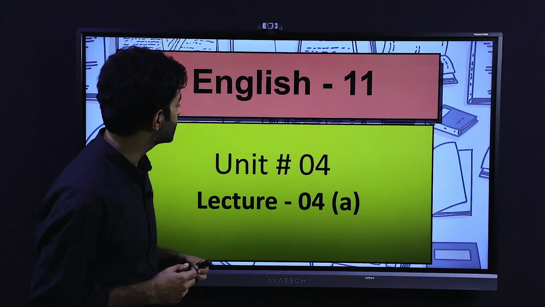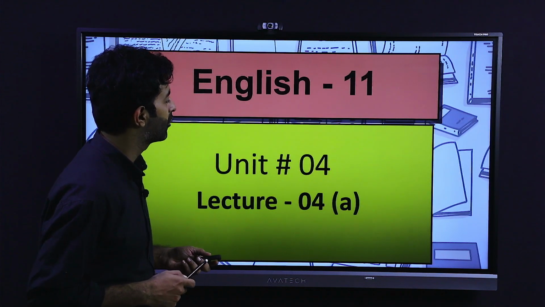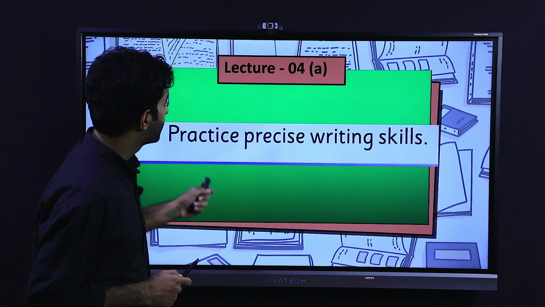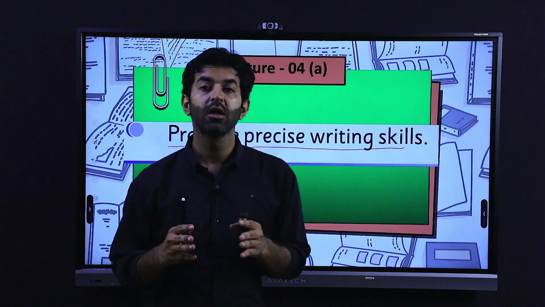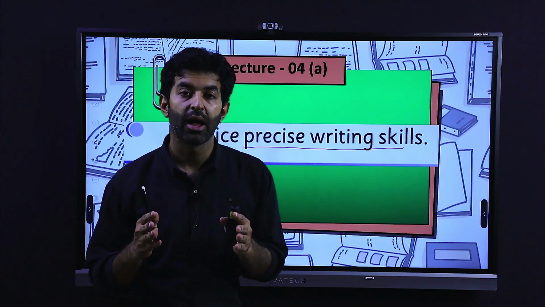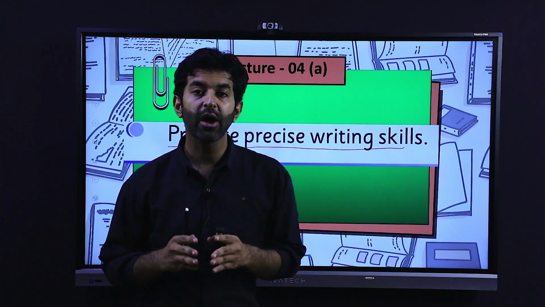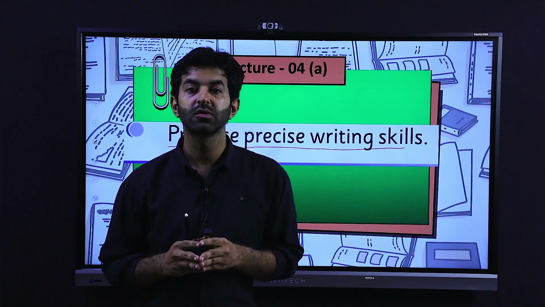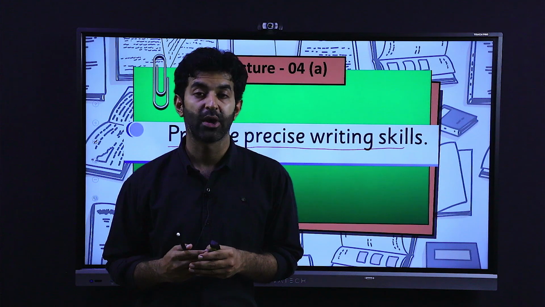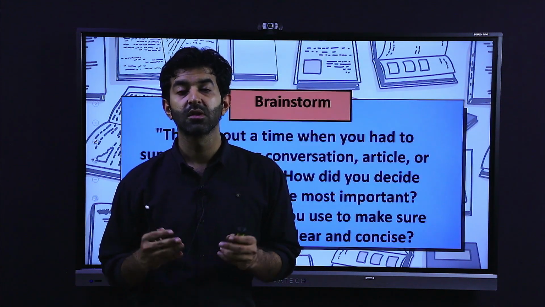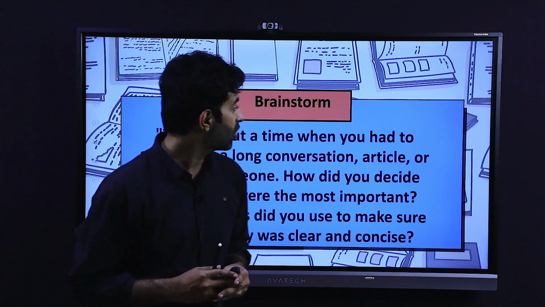Now, today, students, this is our lecture 4A in the series of Unit 4 lectures. The learning outcome that we have today is very simple and easy. It says practice précis writing skills. And we will do this extensively when we will be in our writing competency lecture ahead. So in this part of the lecture today, we are going to learn the rules for writing précis. So this is the learning outcome and it is the gist of it.